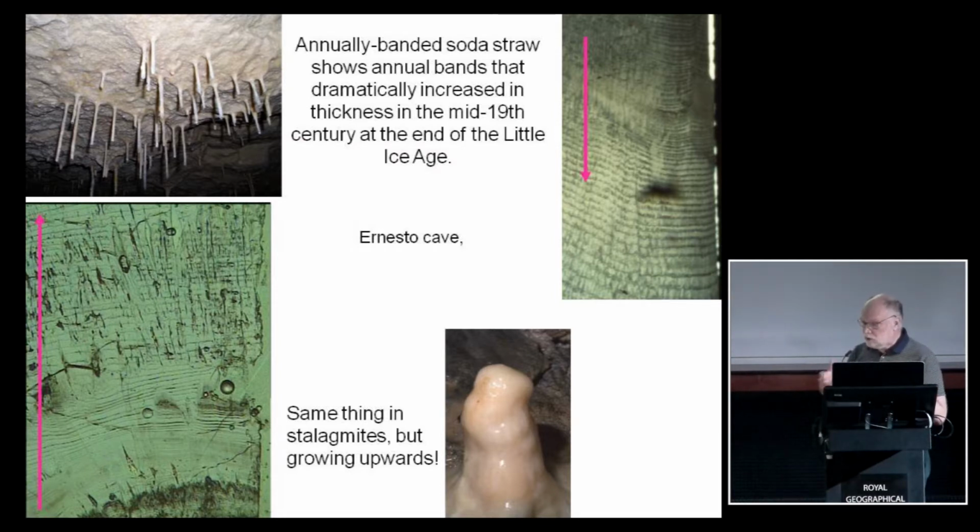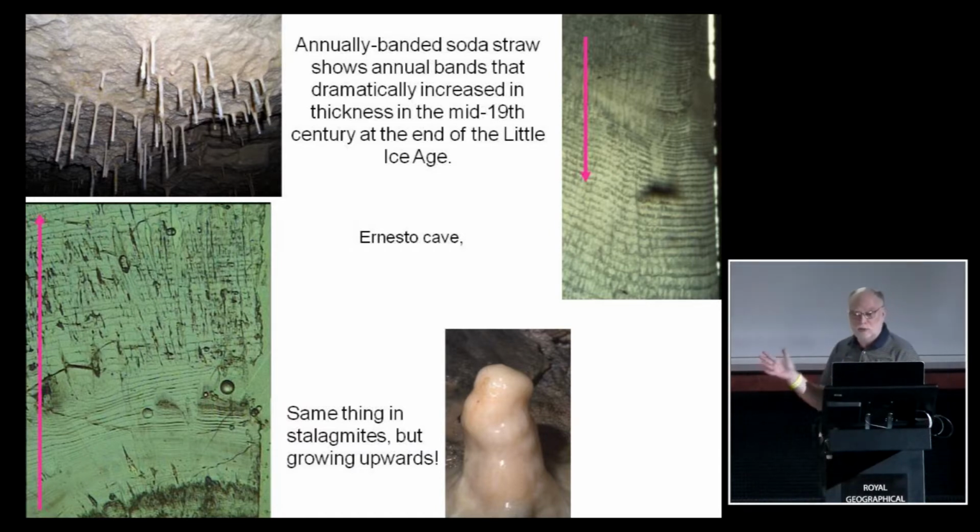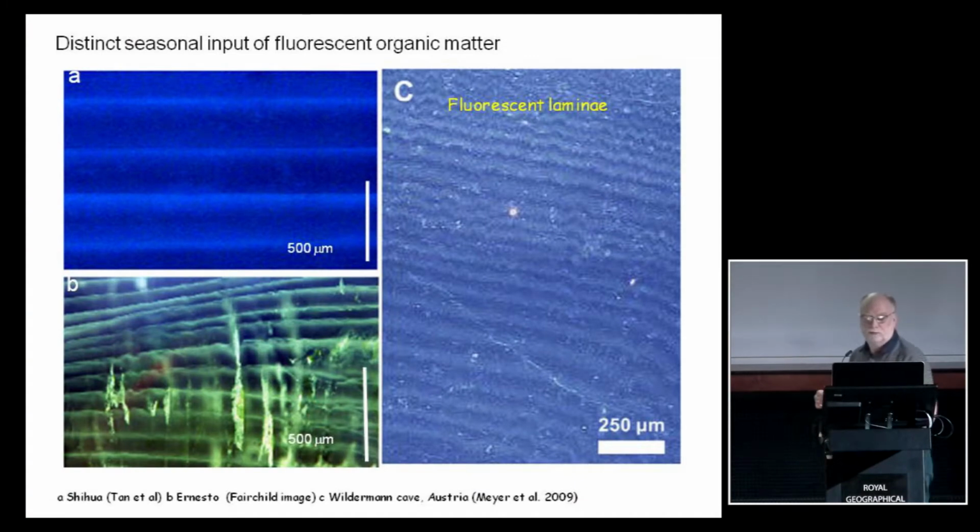So sometimes, if you've got the right cave and you've got the right sensitivity, the growth rate can be a proxy for temperature. In other cases, it's a proxy for rainfall. Now, those layers I showed you also have another very interesting property. They fluoresce if you put them under ultraviolet light. These are examples here, these subhorizontal bands.